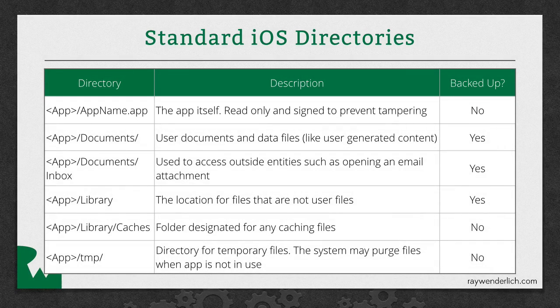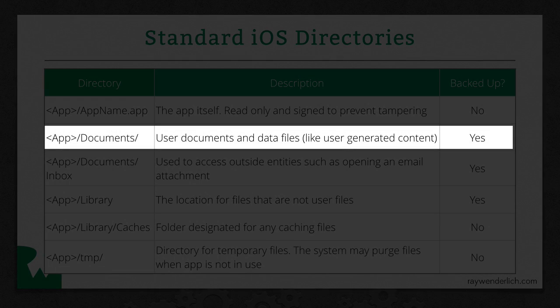The next one is the documents directory, and this is for all user-generated content. So say you had your own spreadsheet app and your user saved data, you're going to want to save that into the documents directory, and this is backed up.